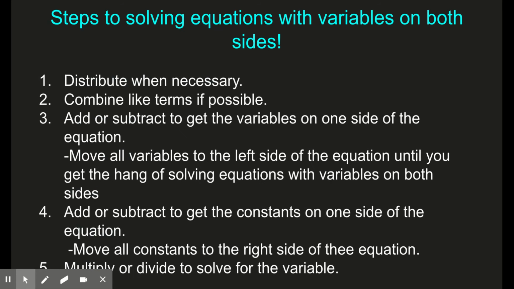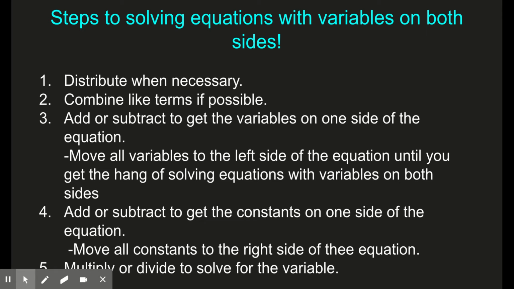So here are the steps we're going to use to solve equations with variables on both sides. First, we're going to distribute when necessary. You will not always have to distribute. Actually, the first few times you probably will not distribute, but when necessary, you need to. Combine like terms if possible. So if you see two variables on one side of the equal sign, combine those. Go ahead and add them together, subtract them, do whatever is supposed to be done, okay?